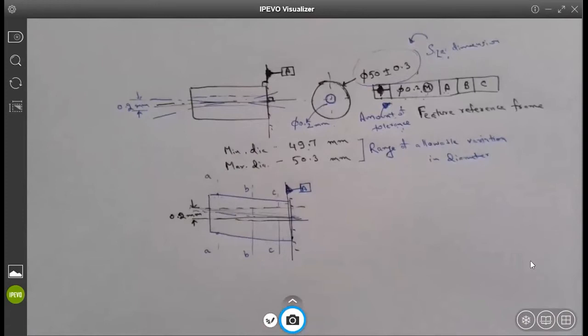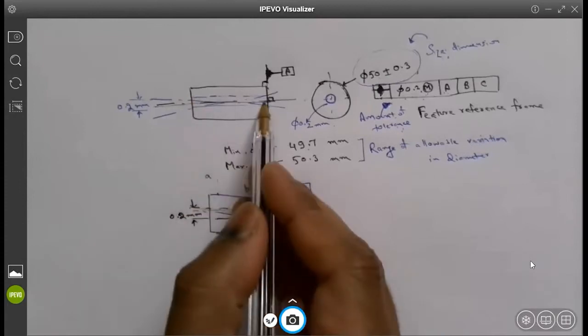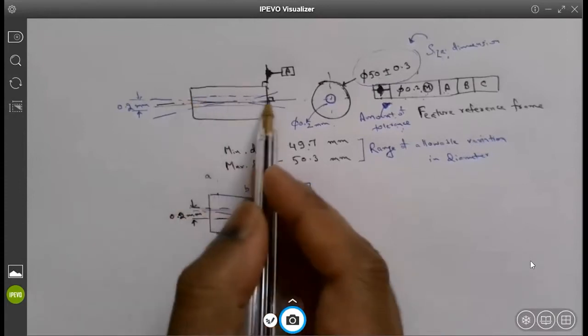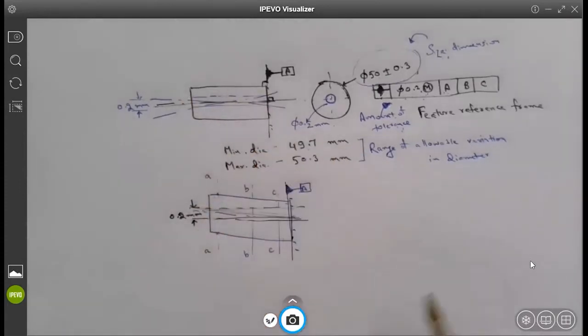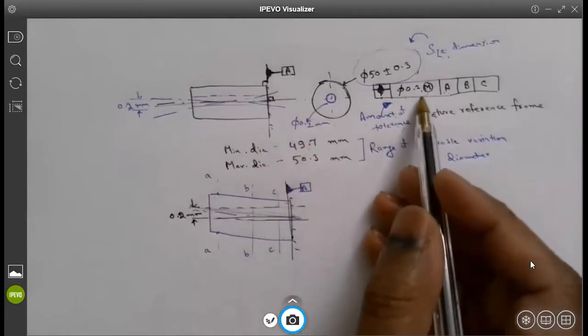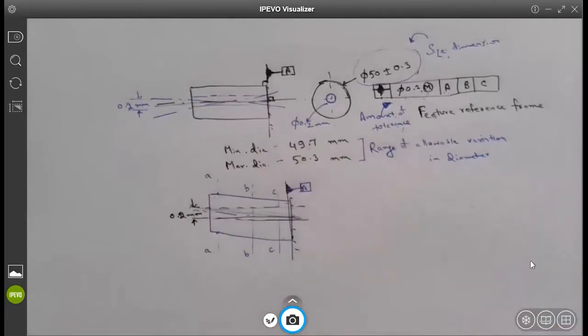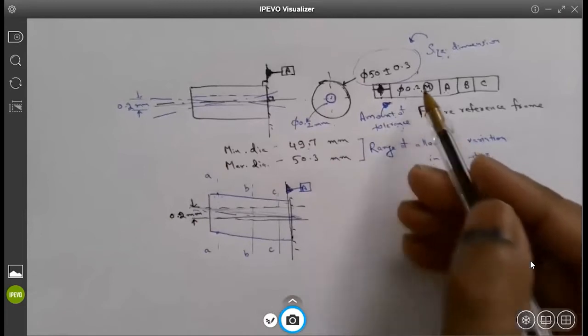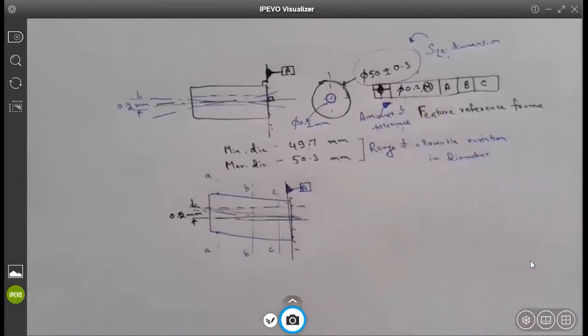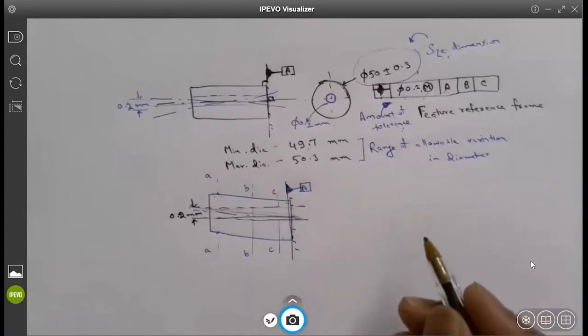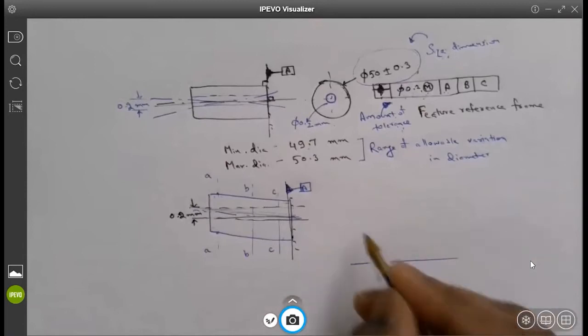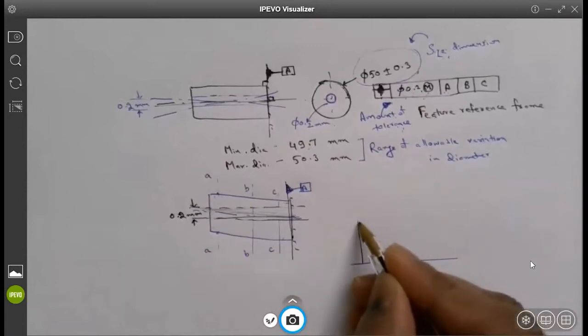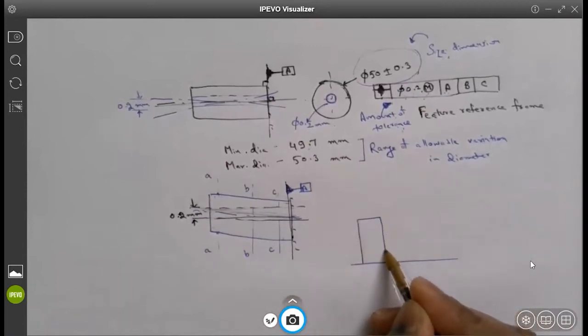If the axis lies outside this cylindrical tolerance, then this specific constraint is not being met in the drawing. Are you able to see or not? I'm a little bit confused. Okay, let me try with a different example.